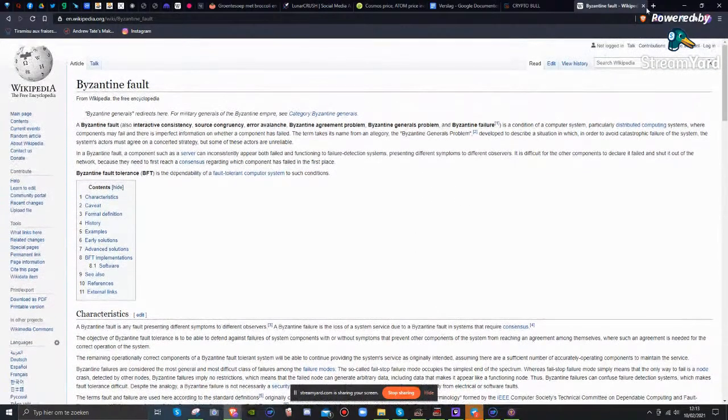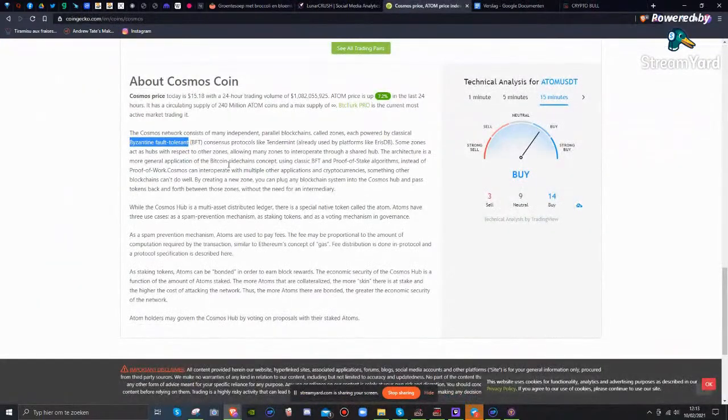Okay, so the BFT consensus protocols in combination with proof of stake. Well, the BFT, from what I can quickly glance, isn't immediately going to fix inherent problems with proof of stake. Nevertheless, by creating new zones, it is a multi-asset distributed ledger. There's a special native token called the Atom. Atoms have three use cases: spam prevention mechanism, as staking tokens, and as a voting mechanism in governance.